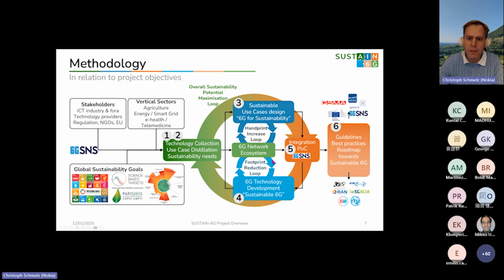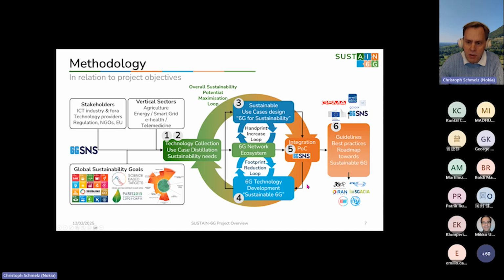Then we have, let's say, two loops which are running in parallel, but which are also interconnected. One of them on the use case design, 6G for sustainability. So looking into the vertical sectors, identifying what are the key requirements for communication technology to be implemented, but also leveraging maybe additional use cases in vertical scenarios that can be enabled through 6G technology. And the other part is the 6G technology enablers themselves. So the topics we'll be looking at. I have one slide coming up where we go a bit into detail about that.